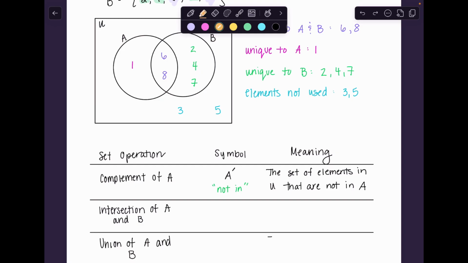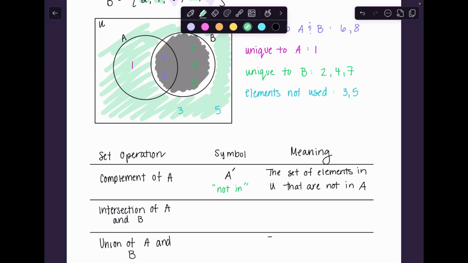Likewise, if I find the complement of B, I ignore B's circle, which is this one right here. So the complement is everything except that. The complement of B would be 1, 3, and 5. Okay.